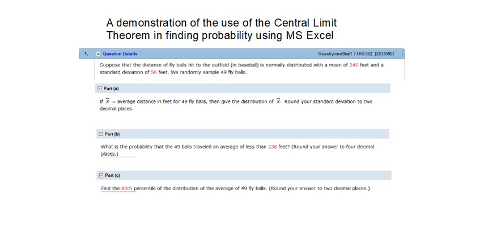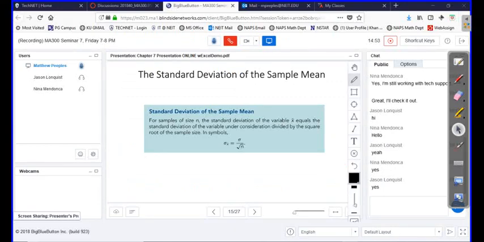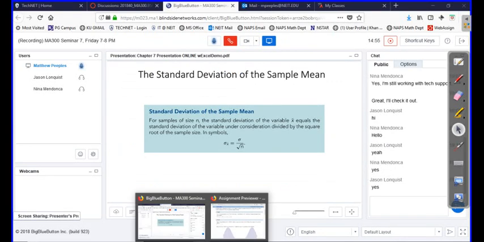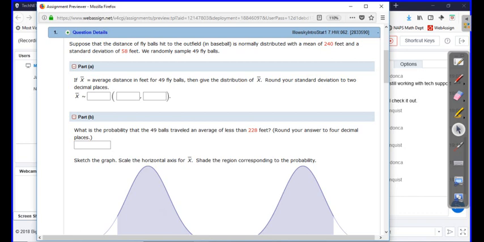And we're going to demonstrate the use of the central limit theorem in finding probability, and we're going to use Microsoft Excel to do it. Alright, so I'm going to go to Webassign. I'm going to show you the problem that I have selected here. So let me do that now. Alright, so here's our problem here.